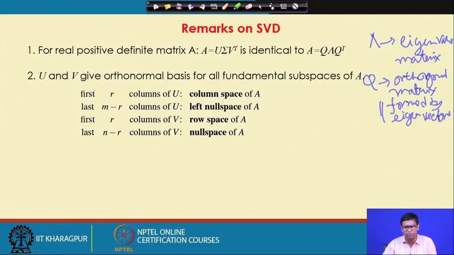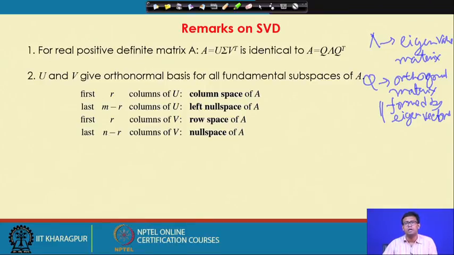First, r columns of U will give the column space of A, since the number of independent columns of A is basically r. So, the first r columns of U will be the basis of the column space of A, and m minus r columns, since U is an m by m matrix, will give the orthogonal complementary space of A, which is the left null space of A. Similarly, the first r columns of V will give the basis for the row space of A, and the last n minus r columns, the complementary part, give the null space of A.